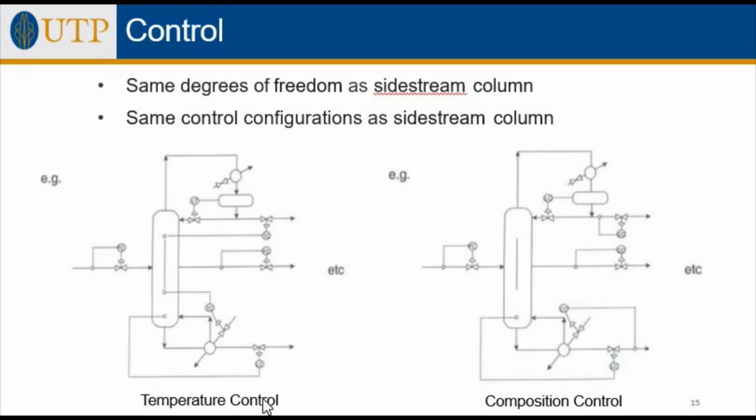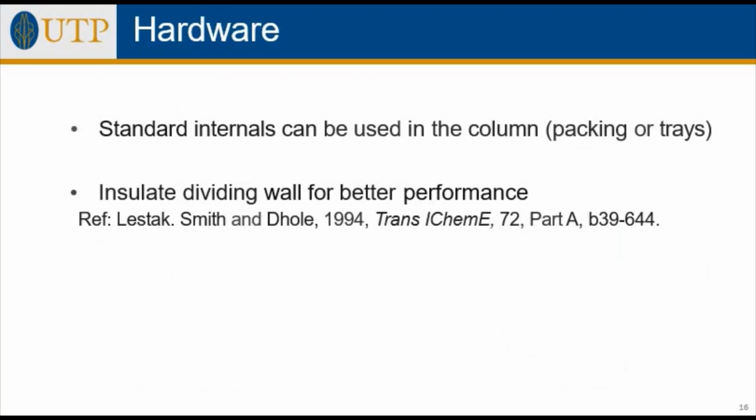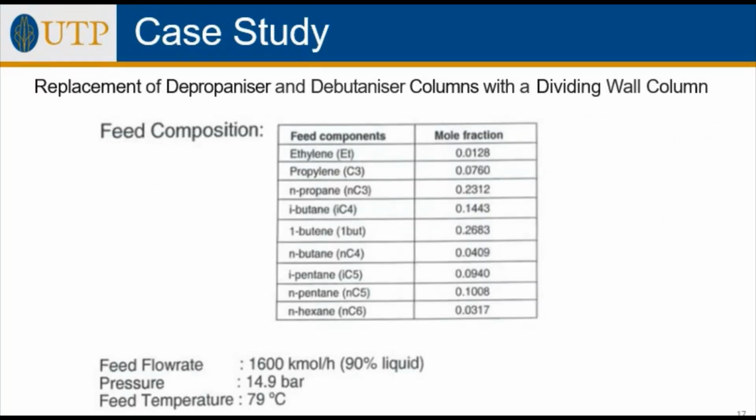So these are examples of temperature control of the dividing wall column, as well as composition control for the dividing wall column. Also, in the aspect of hardware, standard internals can be used in the column and insulated dividing wall for better performance as well.